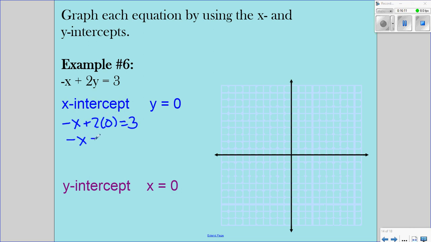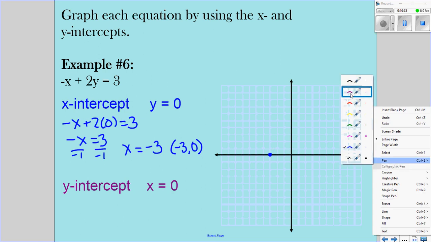This is going to be 0. And then I'm dividing by -1 on both sides. So my x will equal -3. Then my coordinate form will be -3, 0. So I'm going to plot that, -1, -2, -3, 0. Okay, so I got my first one.